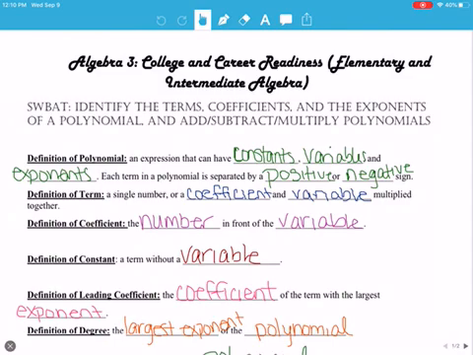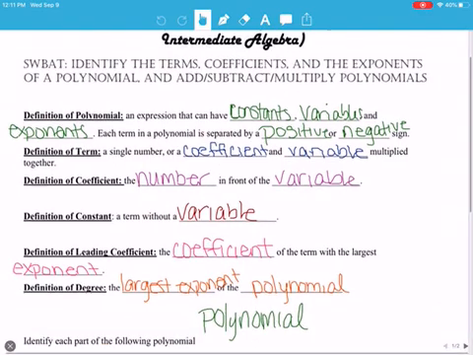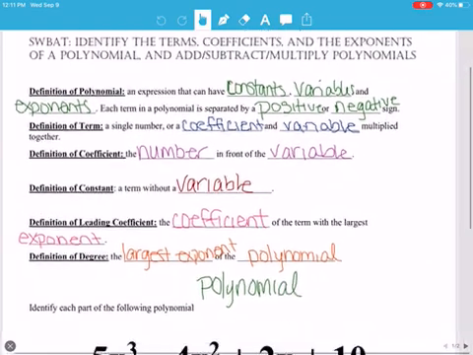A leading coefficient is the coefficient of the term with the largest exponent. So if you have multiple exponents, the leading coefficient will be the one that's attached to the biggest exponent. And then the degree is that biggest exponent I just talked about. So pause here if you need. I'm going to start labeling.